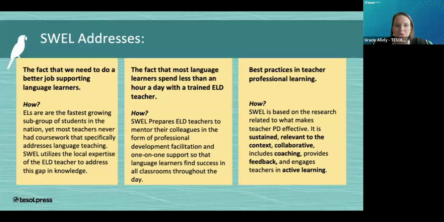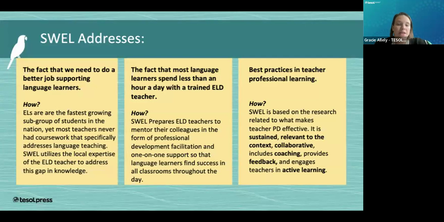SWELL, again, or the school-wide English learning model, addresses these three things. First, it addresses the fact that we need to do a better job supporting English learners. And it does this in many ways, but mostly with, ELs are the fastest growing subgroup of students in the nation, yet most teachers never had coursework that specifically addresses language teaching. SWELL utilizes the local expertise of the ELD or ELN or EL teacher to address this gap in knowledge.